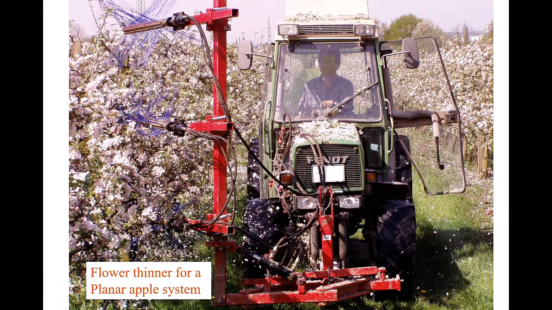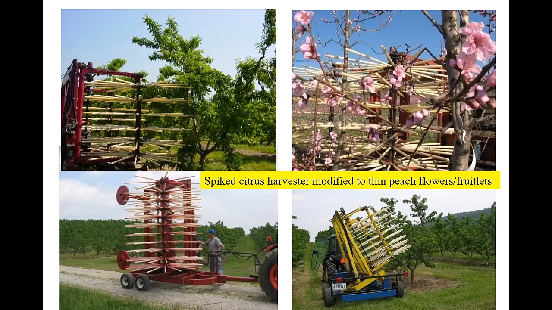My next speaker is going to show you a lot of different things from Europe, but this is a flower thinner. It's not Darwin, but if you have a planar system, not a three-dimensional system, you can use these things, and they're very efficient. And I will talk a little bit about one that we did work on.